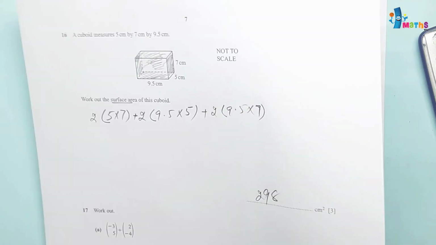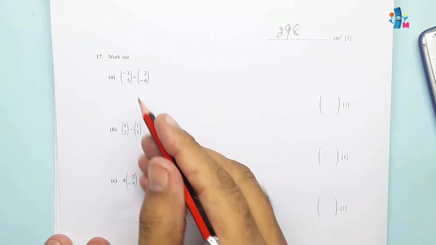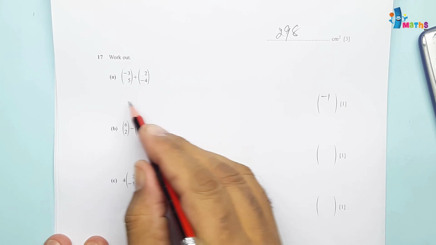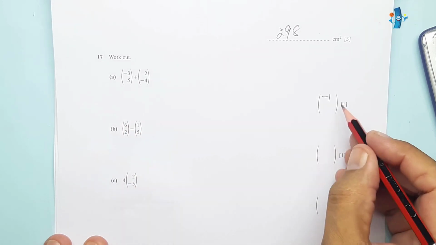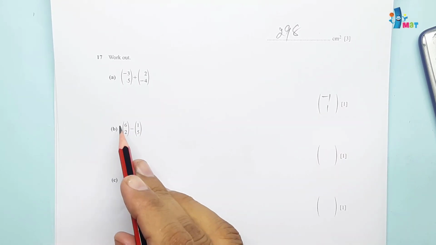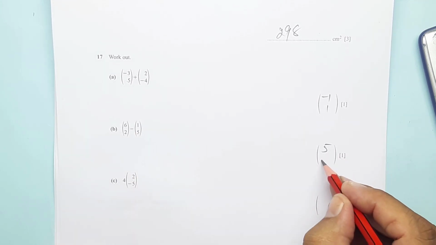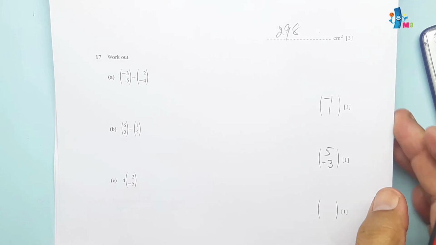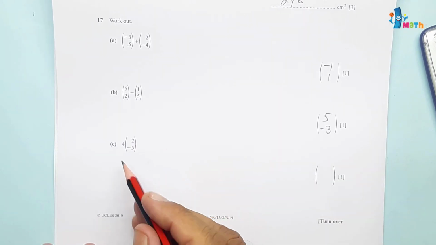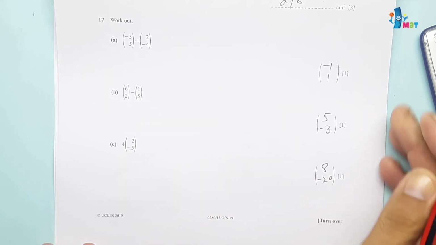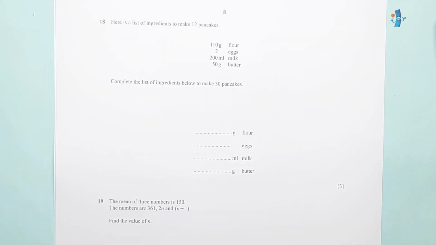Question number 17, work out, this is just addition. Minus 3 plus 2 will be minus 1, and 5 minus 4 will be 1. So this will be our answer. Then 6 minus 1 will be 5, and 2 minus 5 will be minus 3. So we can write here 5 and minus 3. And next part is this one. 4 multiplied by 2 will be 8, and 4 multiplied by minus 5 will be minus 20. This will be the answer. Then next question is question number 18.